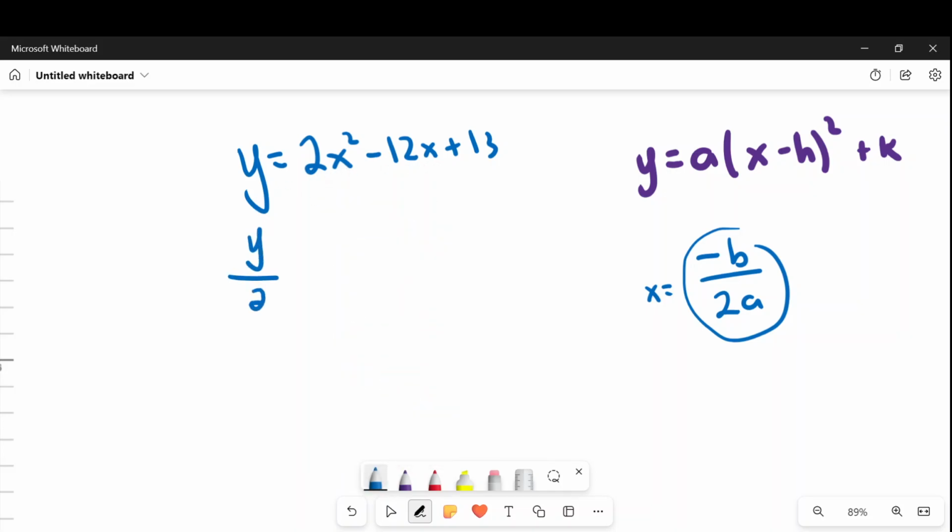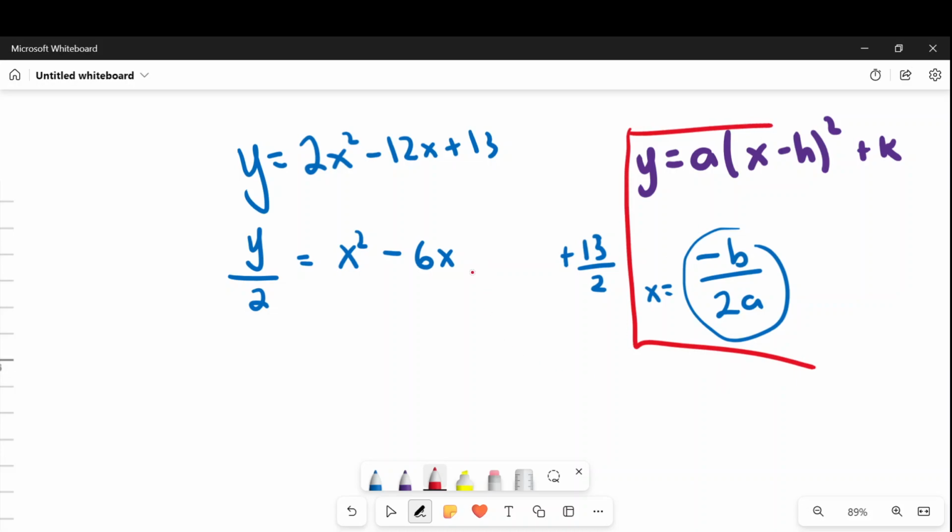So y divided by 2 equals x squared, because I divided by 2, minus 6x, because I divided by 2, and then plus 13 over 2. So you'll notice here, hold on, let me make sure that stuff's on the side, that I've left quite a space. And I've left that space on purpose because now I can think about actually doing what's called completing the square. This is where I try to create a perfect square trinomial out of 1, 2, 3 terms.